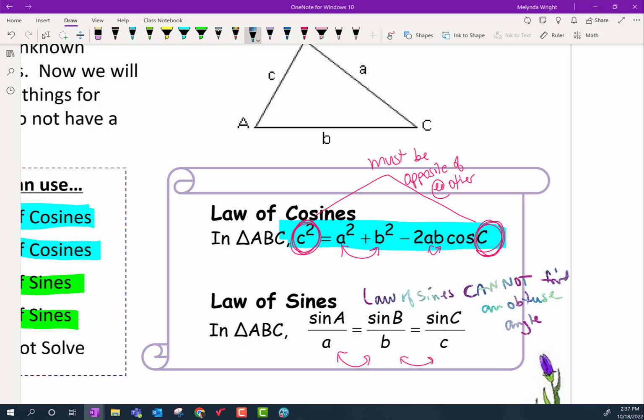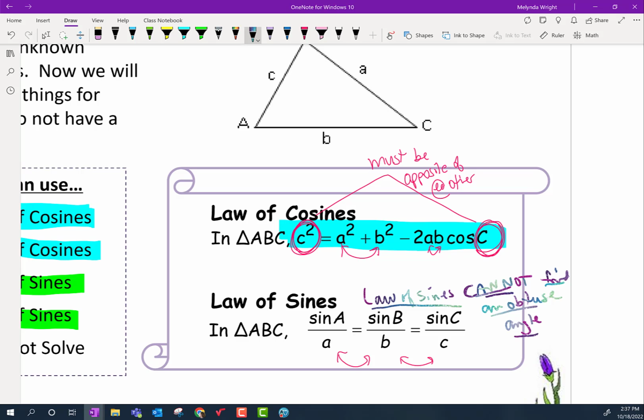It is impossible. Law of sines cannot find an obtuse angle. Law of sines can use an obtuse angle in the formula. You can use it, but it can't find it. So if we suspect that we have an obtuse angle, we need to be very cautious to work around that. And we'll talk about some ways to work around that.